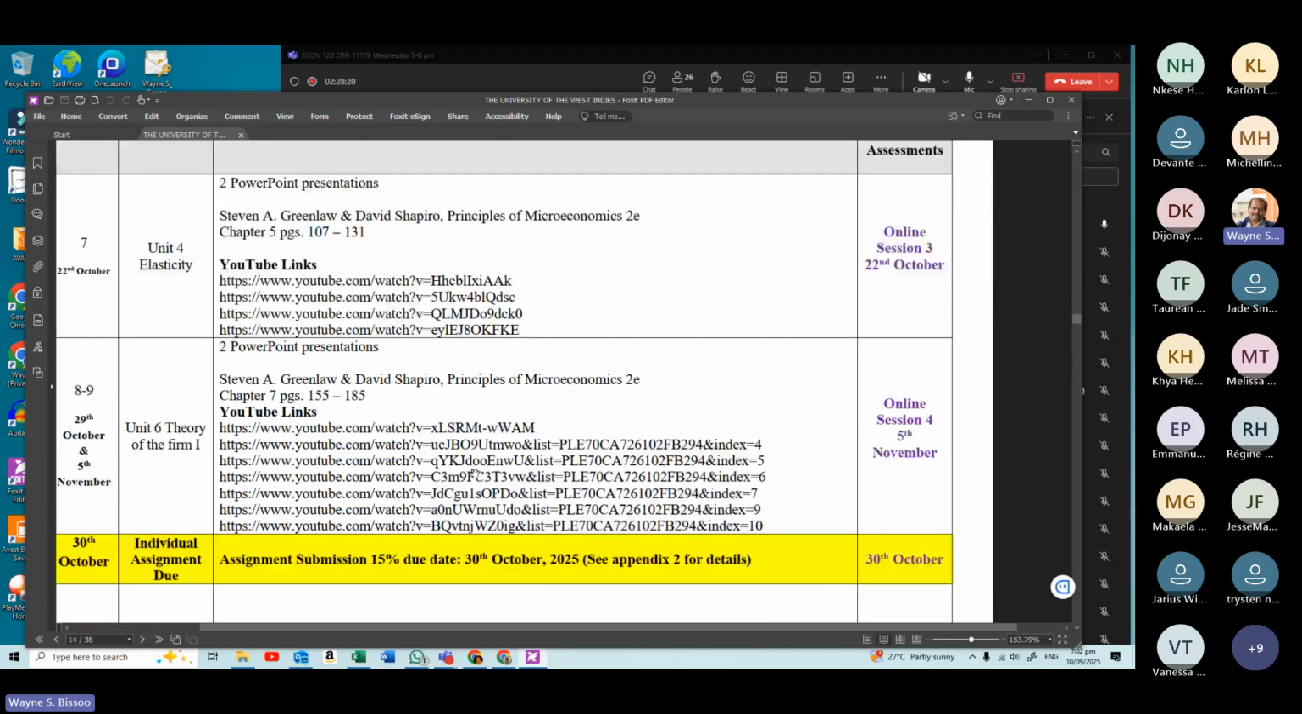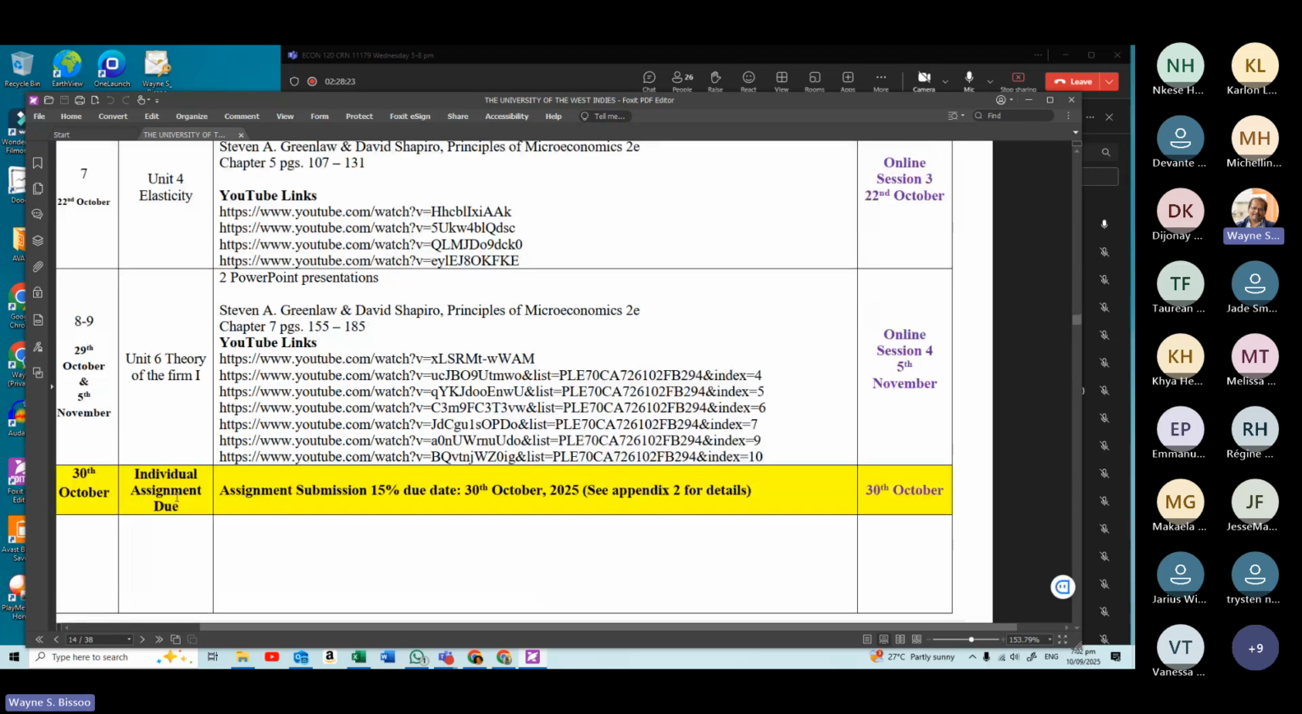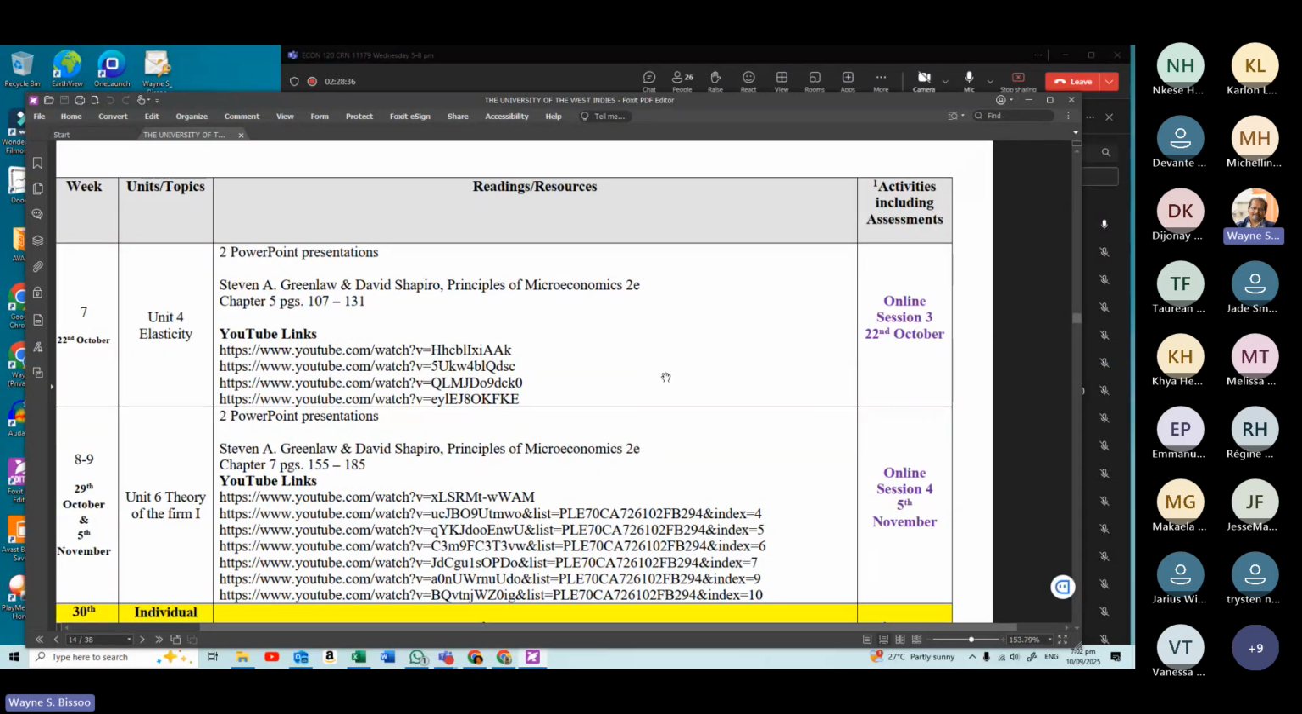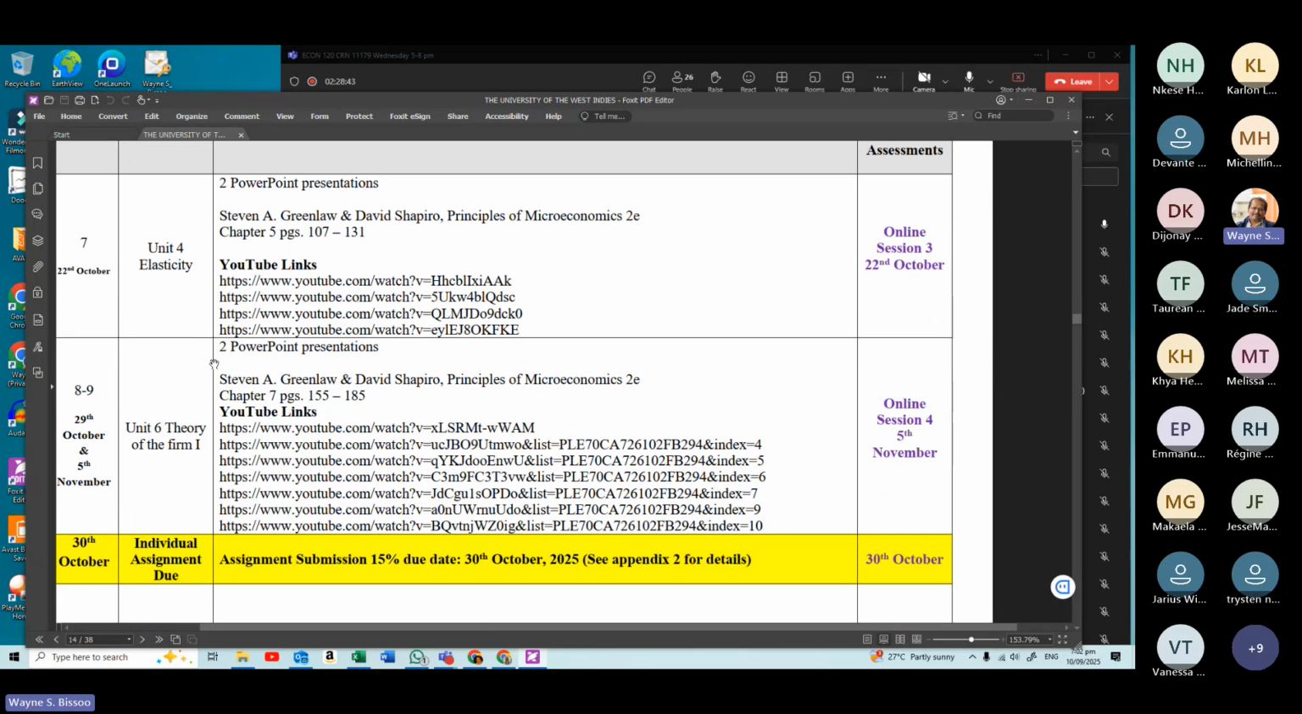By the 30th of October, I expect you should be finished with the rest of assignment 1 and submit it all in your final draft by the 30th of October. And I'll tell you something else about that afterwards. So on the 22nd of October, I expect that I might have a session, because during that session you should be dealing with Unit 4 on elasticity.